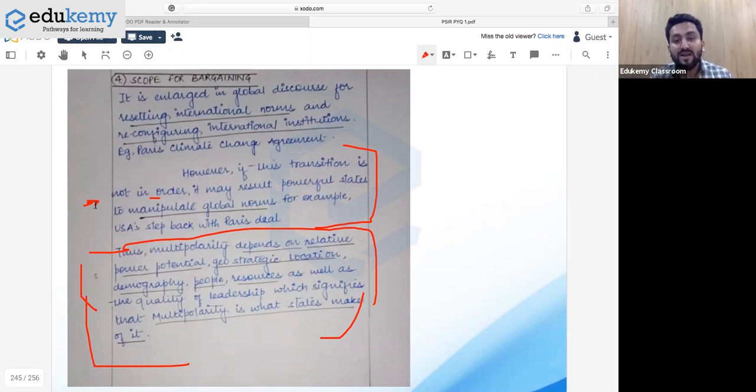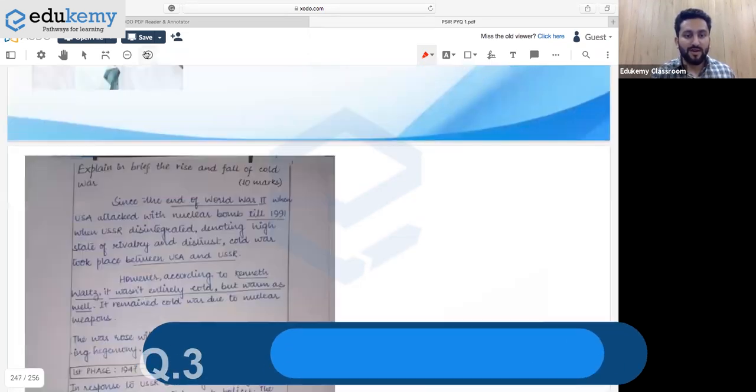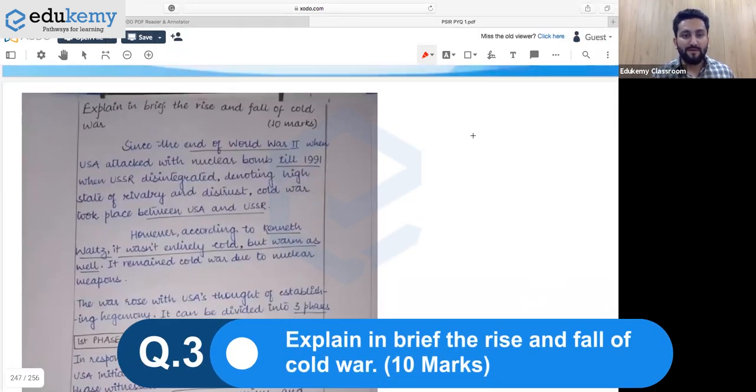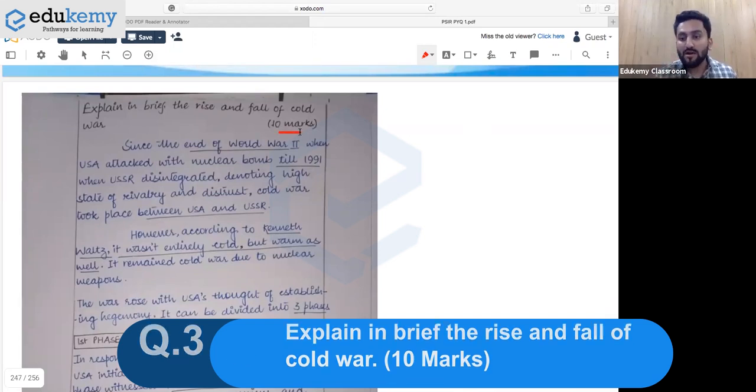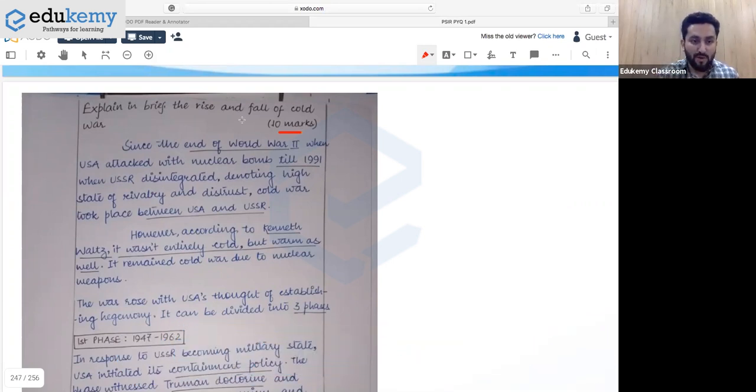But the stability theory should be incorporated in here, right? Coming to the next question, explain in brief the rise and fall of Cold War, 10 marks, again 10 marks. Before this question, we were using what questions; here the question directive is explain, right? It means we need to elaborate on the dimensions of this answer. Since it is saying brief rise and fall of Cold War, it means we need to talk about phases of Cold War. This question is directly from your subtopic, right?